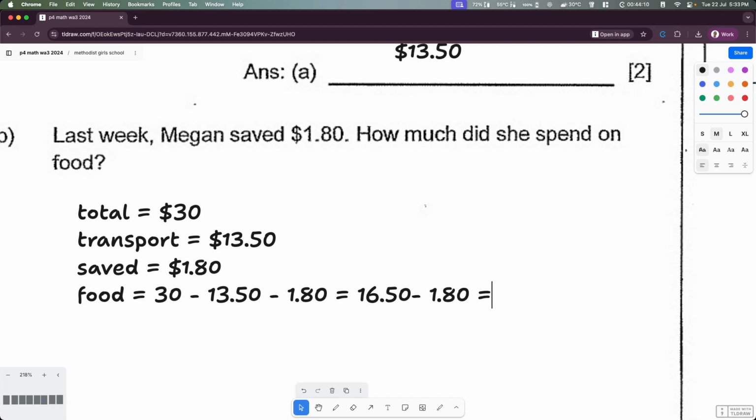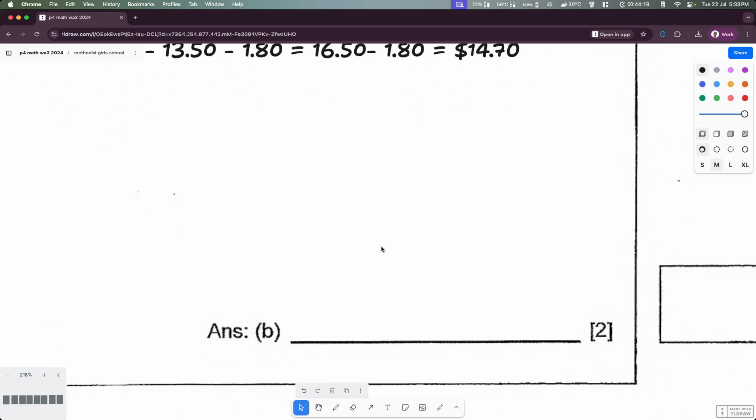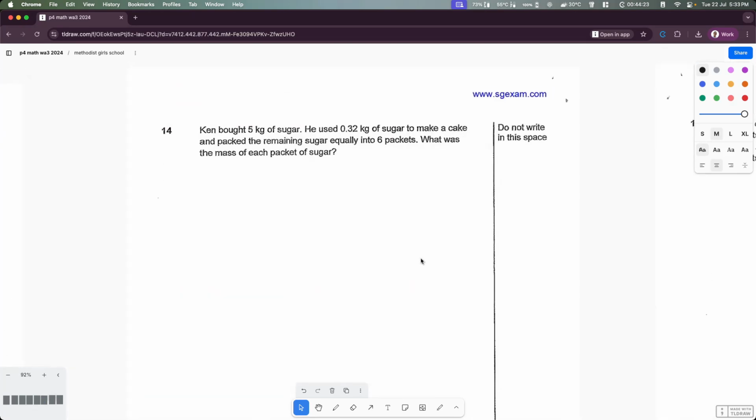Okay, that is equal to $14.70. Okay, so that's the answer. How much is spent on food? $14.70. Okay, reasonable amount. Okay, let's move on to the next question.